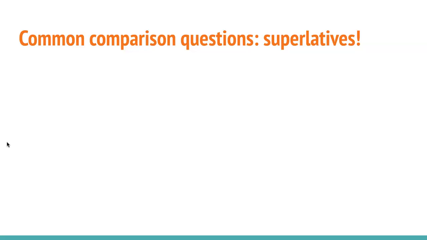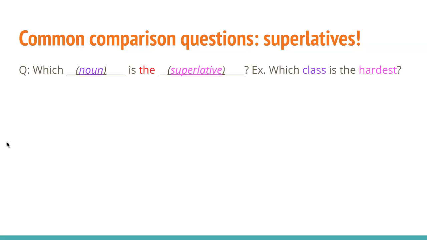Now let's look at how we use these types of questions with superlatives. Some very common questions are, which noun is the, and use a superlative form of an adjective or an adverb. For example, which class is the hardest? The answer, blank is the hardest class. So English is the hardest class.